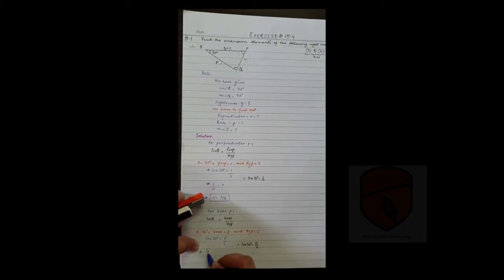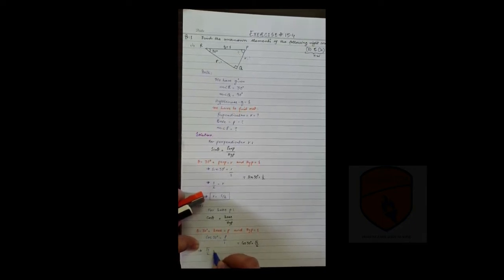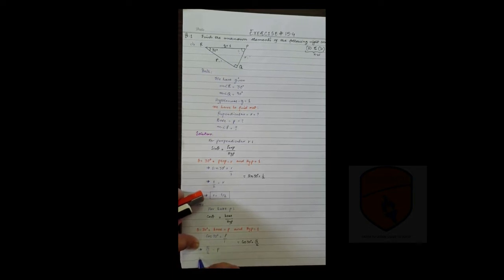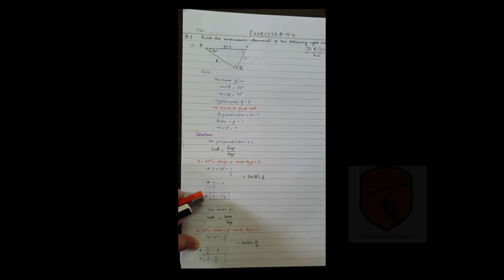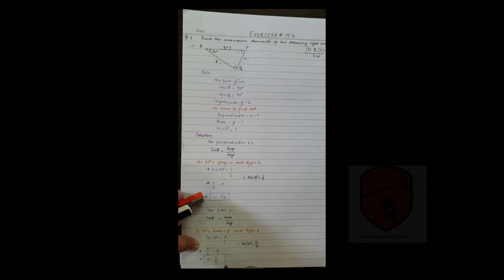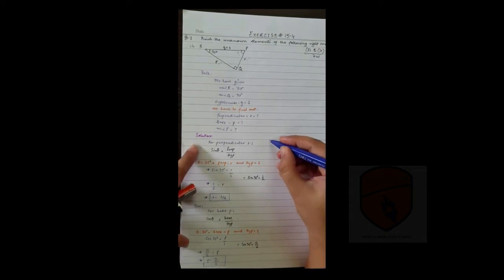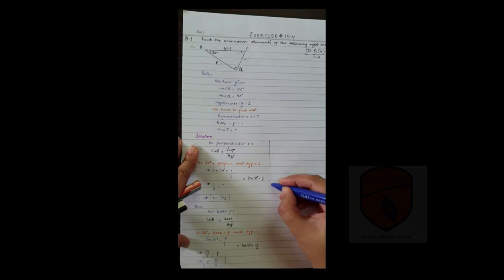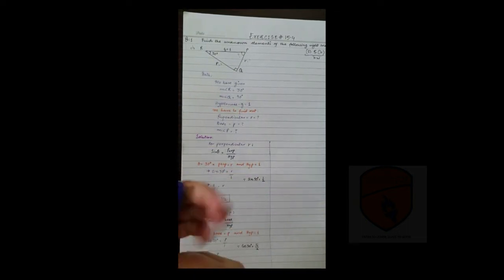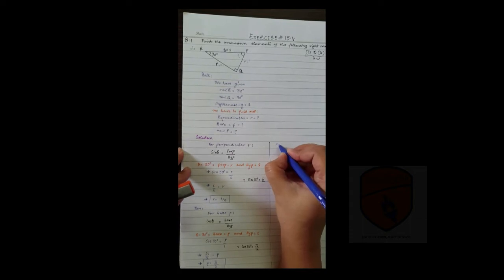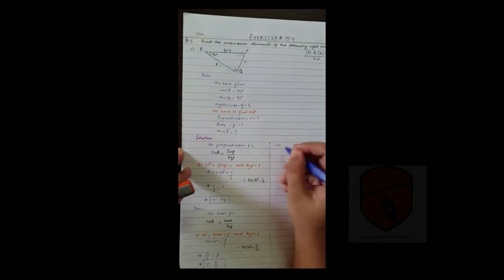Root 3 upon 2 is equal to P, or we can say that P is equal to root 3 upon 2. This is the value for the base. Okay, so I don't have space, I will adjust here. So now it's time for the third unknown angle.